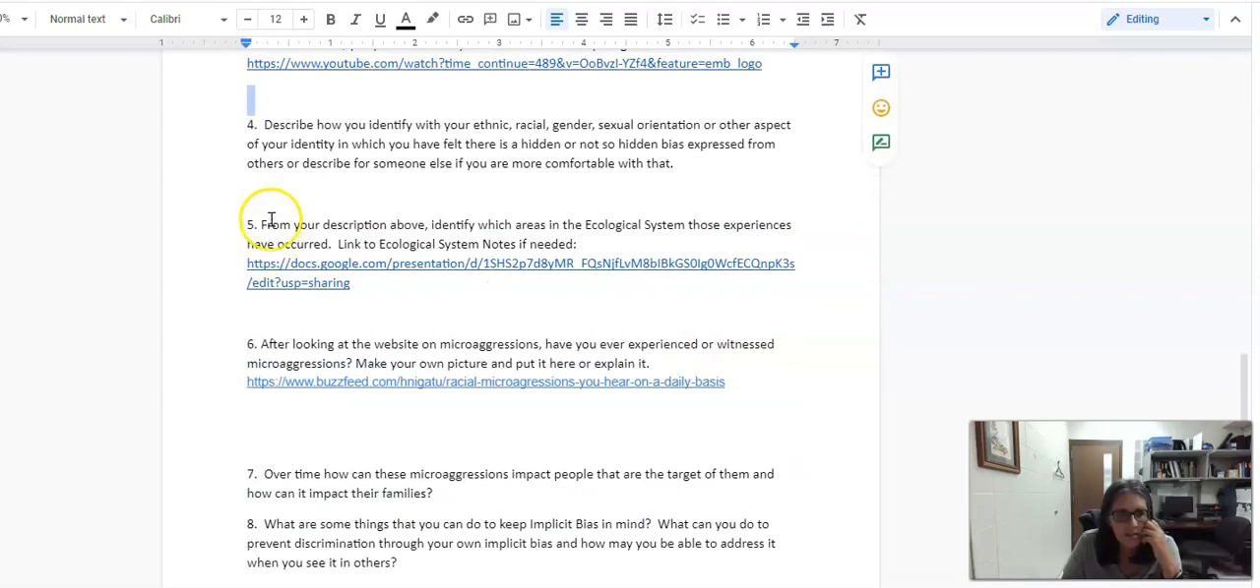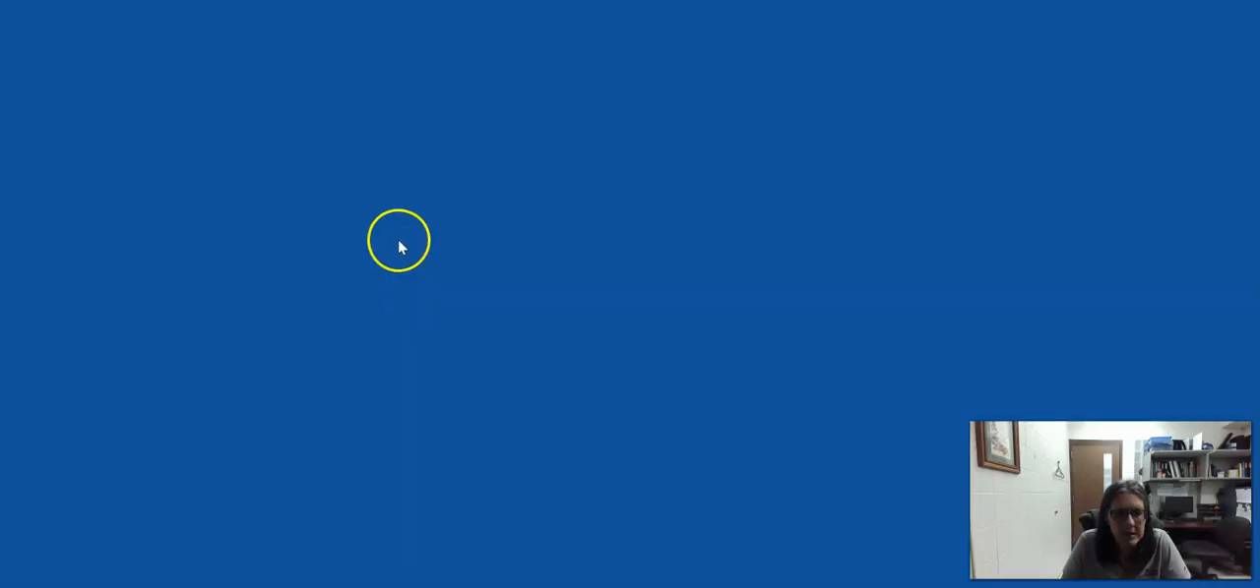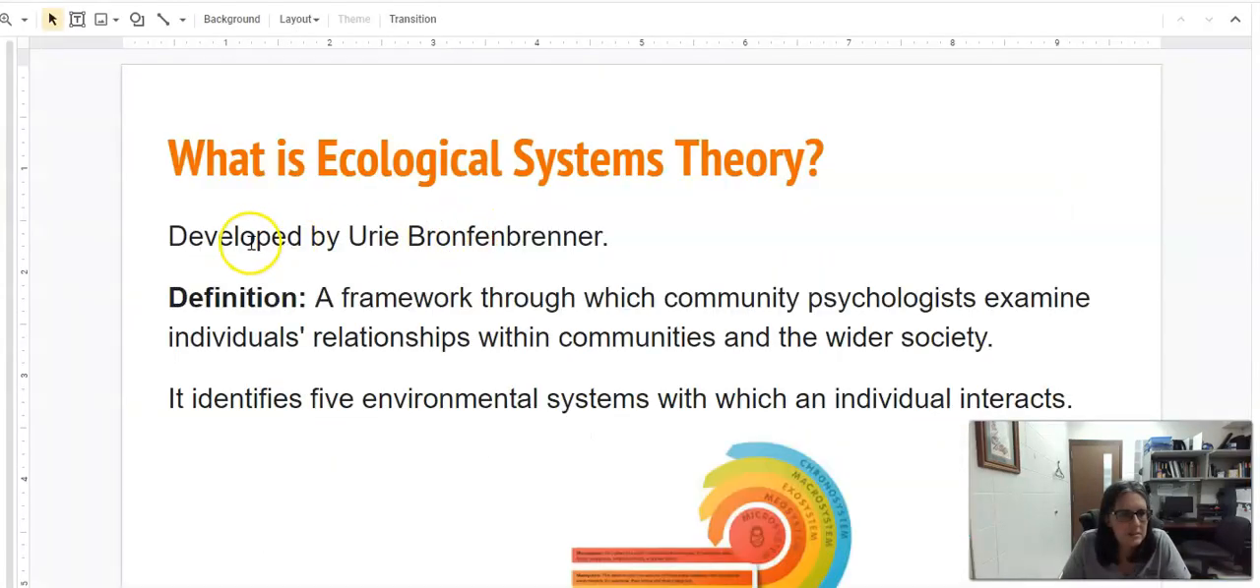Okay, so that's that first piece. And then from your description above, we're going back to that ecological system: identify which areas of the ecological system those experiences have occurred. I have the notes in there. So when you're looking at number 4, if you felt discrimination for your sex or gender, where is it? So if I go back to here, I'm looking back at the ecological systems.